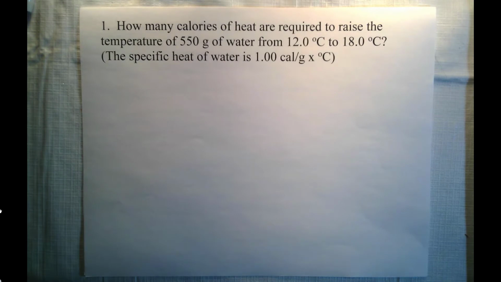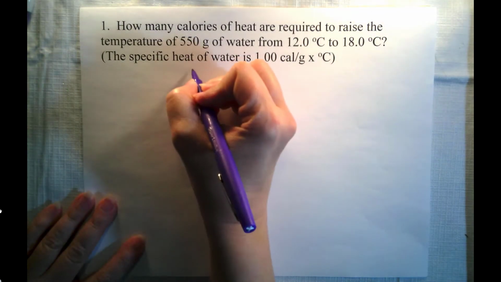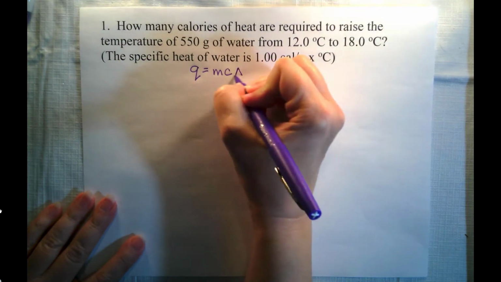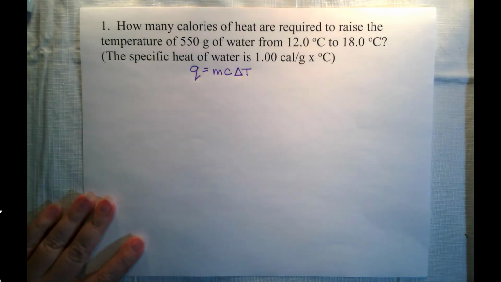So here's number 1. How many calories of heat are required to raise the temperature of 550 grams of water from 12 degrees Celsius to 18 degrees Celsius? Now, this is different than all our gas law problems in that you can leave it as Celsius, which is a good thing. We have a new formula that we are going to be dealing with, and it is Q equals MC delta T. The Q is our heat, M is our mass, C is our specific heat, and delta T means change in temperature.